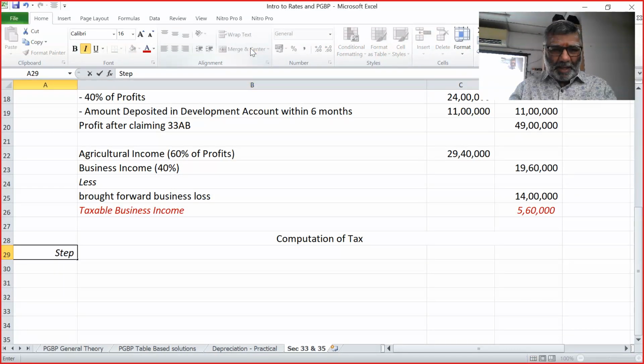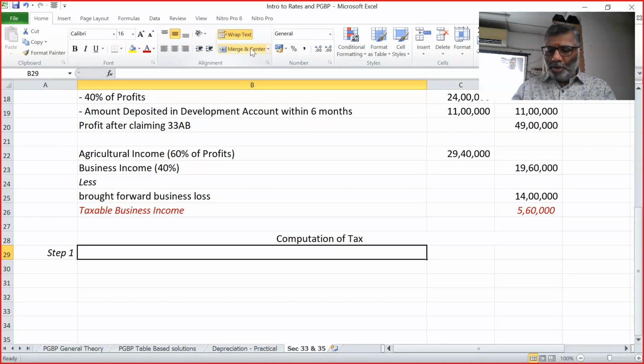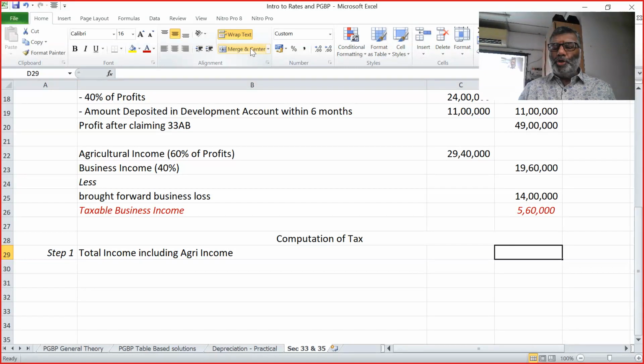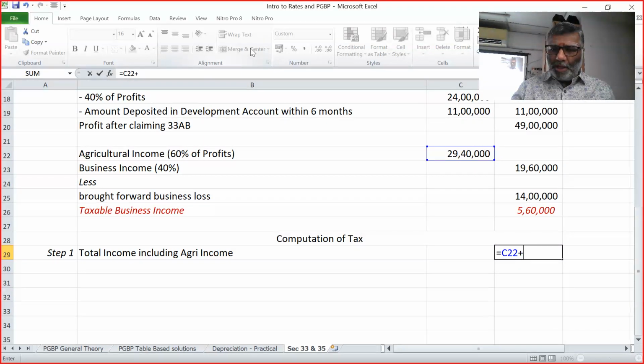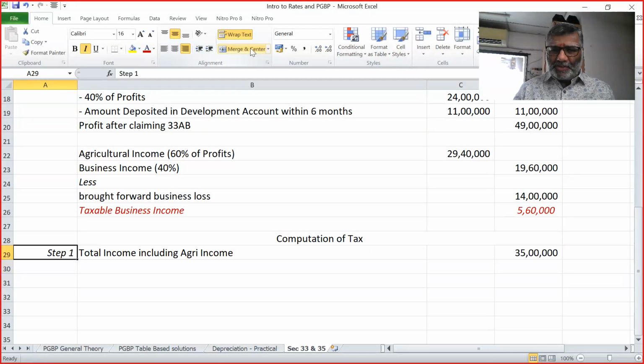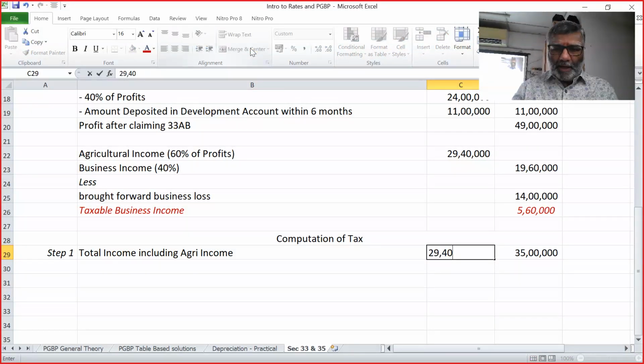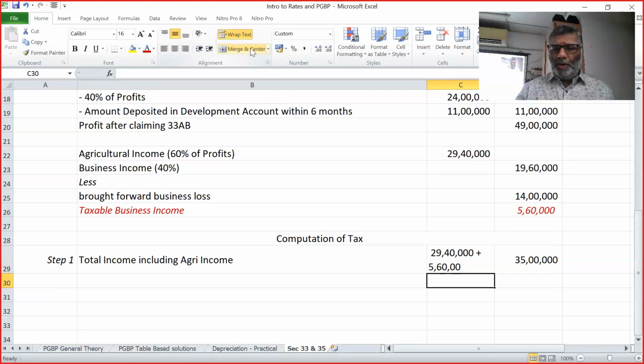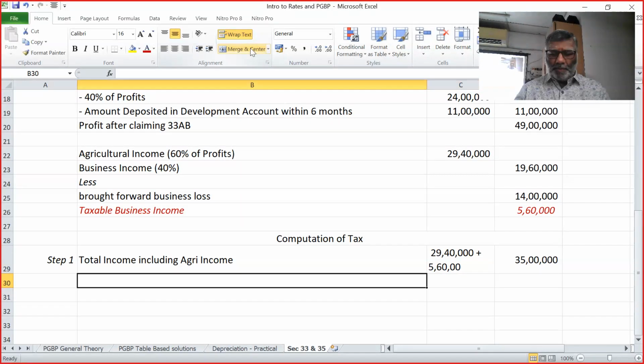Step 1: total income including agricultural income. Total income including agricultural income is 29 lakh 40,000 plus 5 lakh 60,000, that is 35 lakhs.